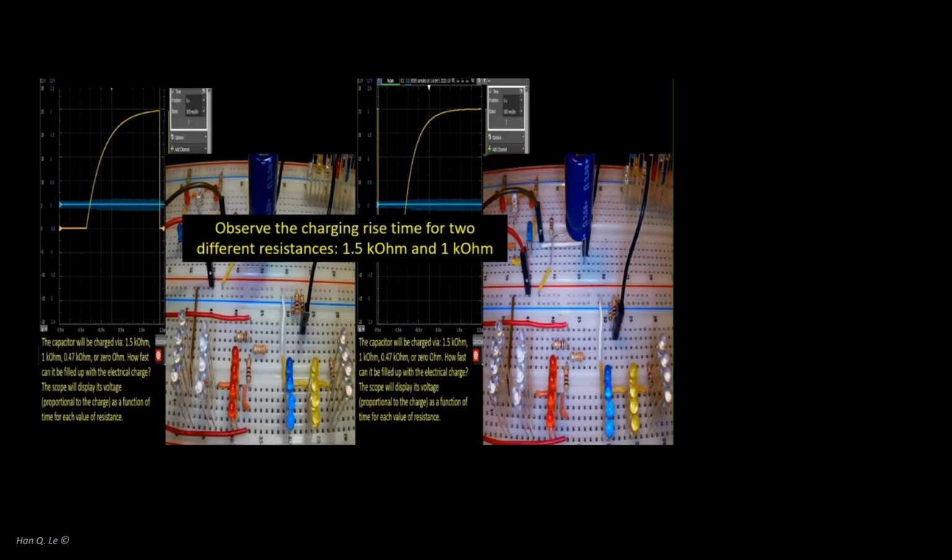A quantitative comparison shows that for 1.5 kilo ohm resistance, the scope trace indicates that it takes about 1.9 seconds for the voltage to reach 90% of its 25 volt maximum. For 1 kilo ohm, it takes a shorter time, approximately 1.2 seconds or so to reach 90%.